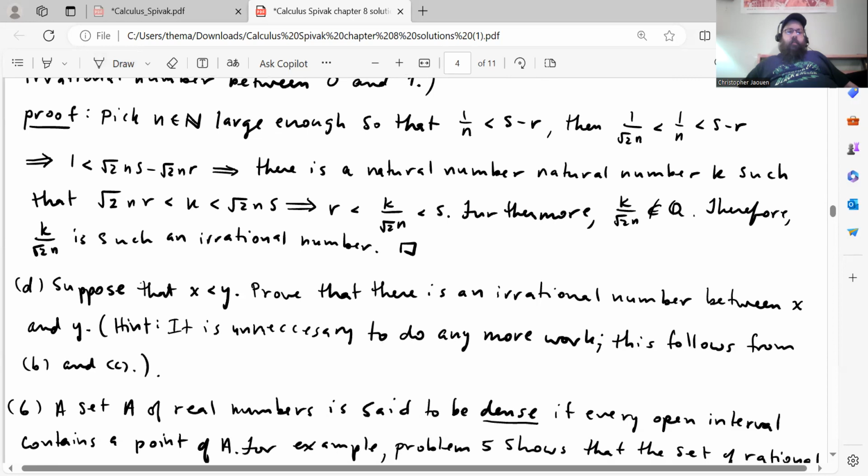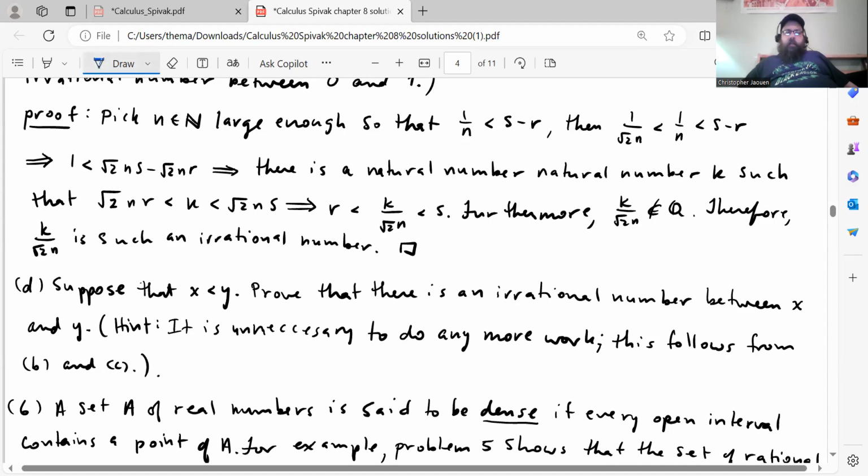That implies that 1 is less than root 2 ns minus root 2 nr, which implies there's a natural number k such that radical 2 nr is less than k less than root 2 ns. That implies that r is less than k over root 2 n less than s, and that's your irrational number.